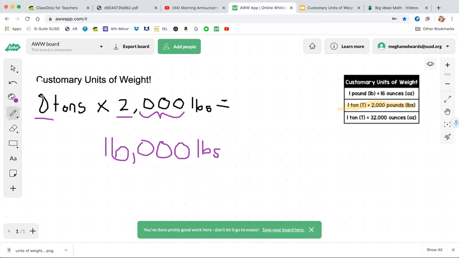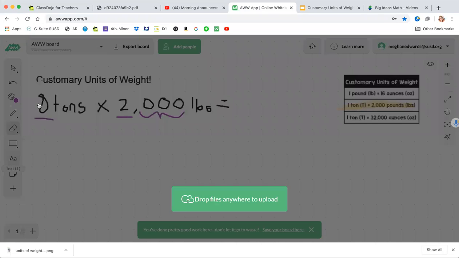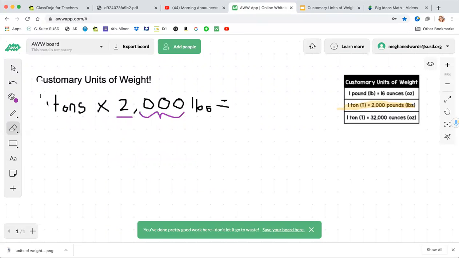So basically we just have to switch this out right here. So I'm going to go ahead and erase the 8 tons. Oops. Hold on, it totally erased part of my thing, but oh well. Okay, I'm going to make this eraser just a little smaller. So this can disappear right here. And I'm just going to switch it out.